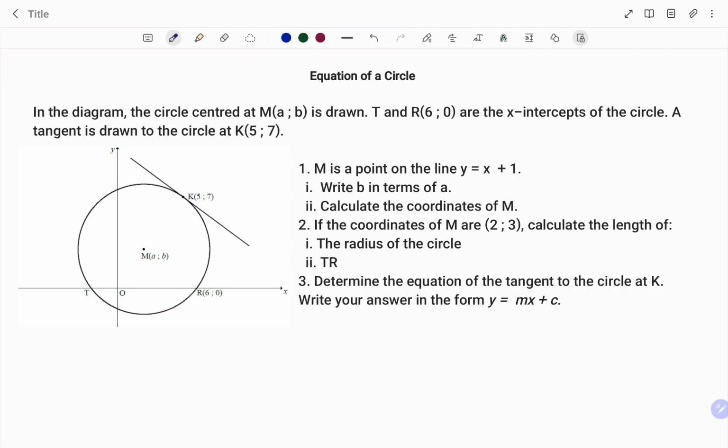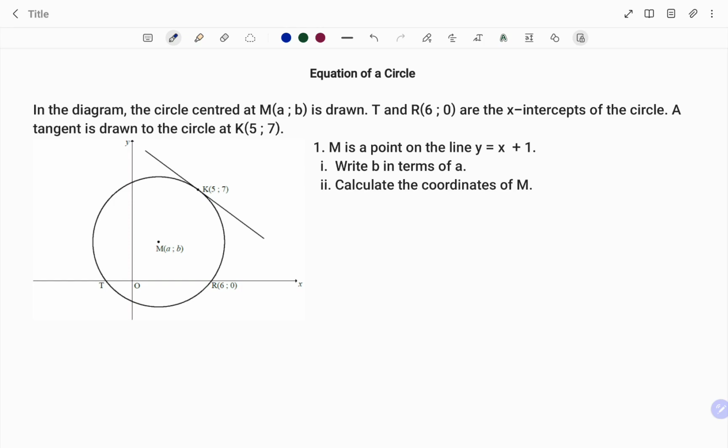The second question says if the coordinates of M are (2, 3), calculate the length of 1, the radius of the circle, 2, TR, and 3, determine the equation of the tangent to the circle at K, writing our answers in the form y equals mx plus c.